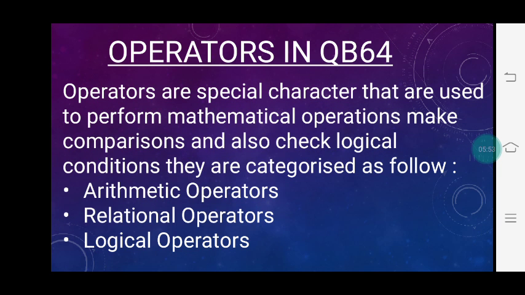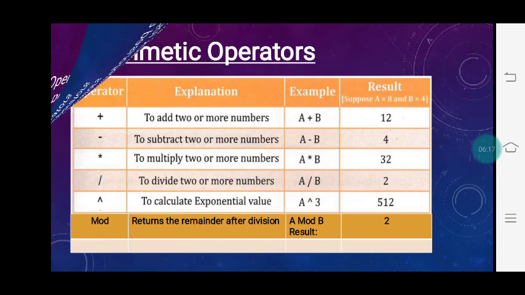Now operators in QB64. Operators are special characters that are used to perform mathematical operations, make comparisons and also check logical conditions. They are categorized as follows. There are three types of operators in QB64: arithmetic operators, relational operators and logical operators. Now let us see the arithmetic operators. This is the table for arithmetic operators.